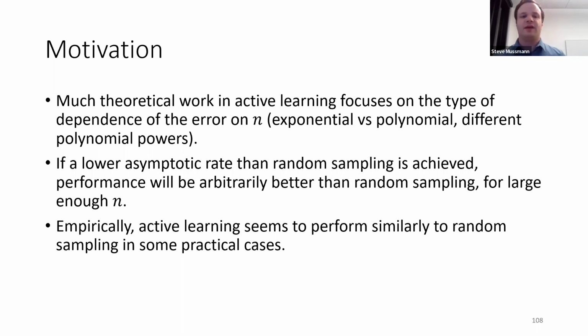So if the error of random sampling goes as 1 over n, and the error of active learning goes as 1 over n squared, it doesn't matter what the constants out front are, eventually active learning will do better for a large enough n. However, empirically, this doesn't seem to be the case. Active learning seems to perform similar to random sampling in some practical cases, even with large amounts of data.